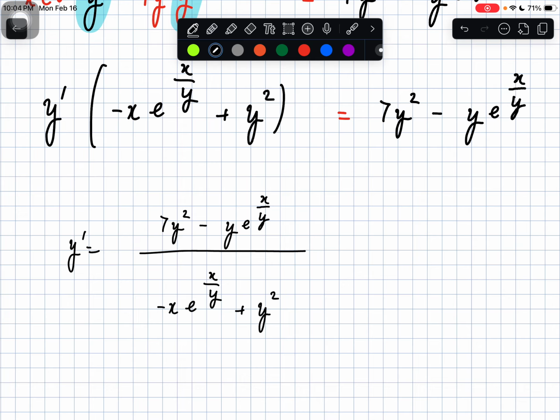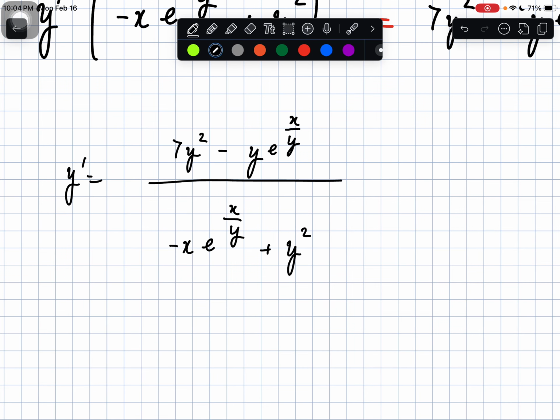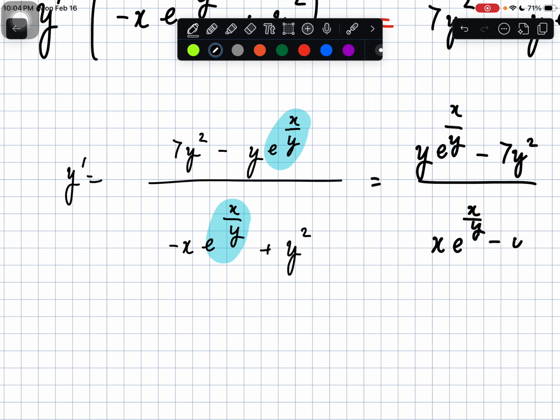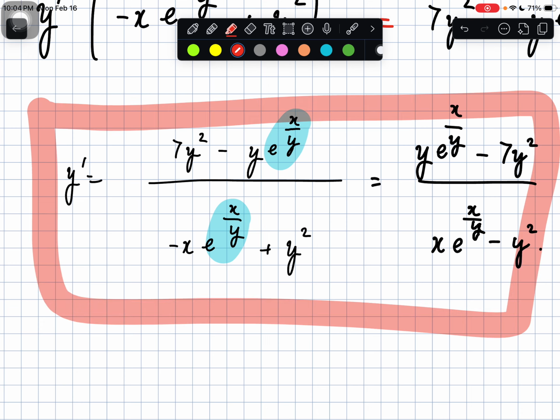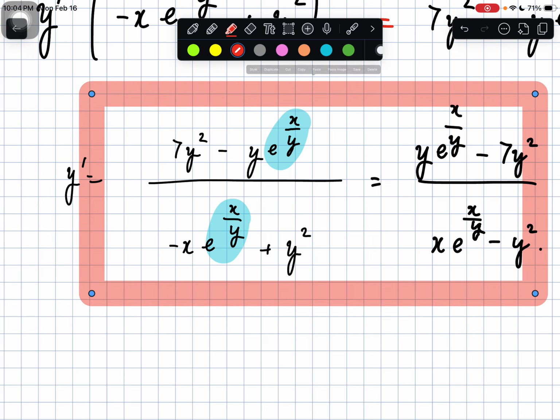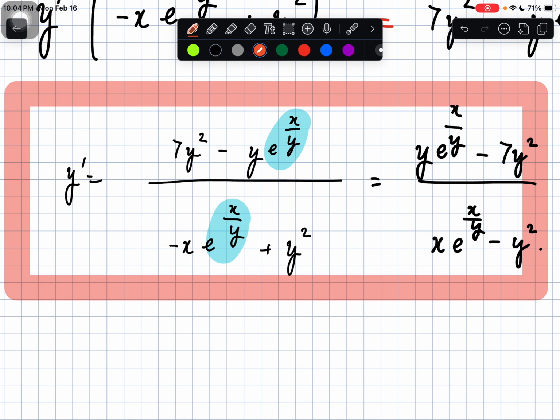If you want it to look nicer, you can put this as y e to the x over y minus 7y squared, because I multiply by minus 1, I do the same there: x e to the x over y minus y squared. So this is the answer. dy over dx equals this.